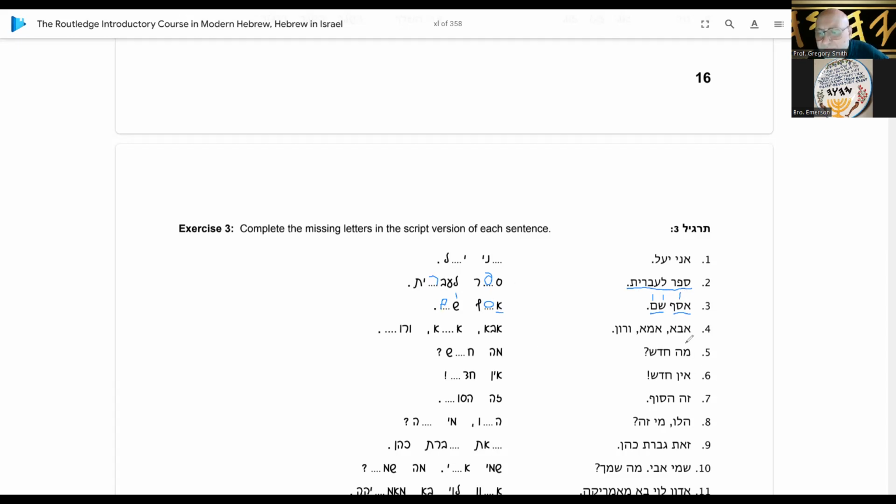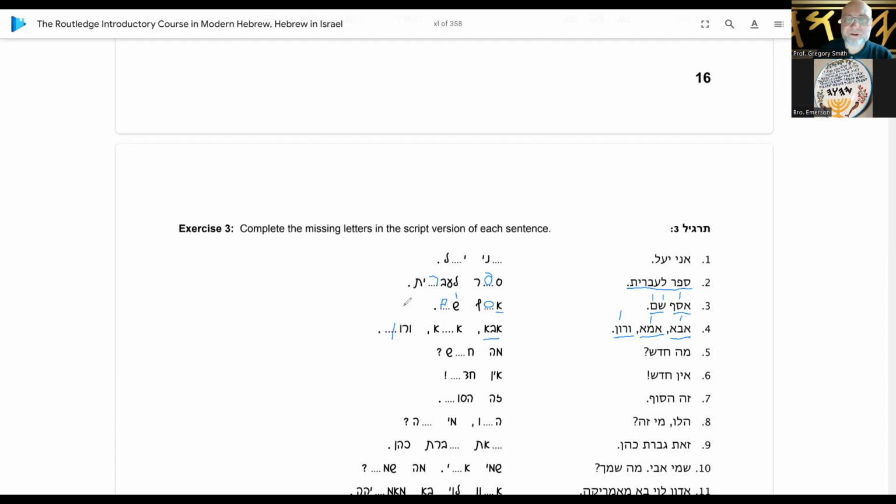Number 4, we have Abba, Ima, Aharon. Okay, so the father, mother, and Aharon. Presumably that's their son. So they've got this one done. And now we need Ima. I'm trying to remember what that mem is. I'll have to look that up. And Aharon. What they really need is the nun sofit. I think that nun sofit is just a long one like that.